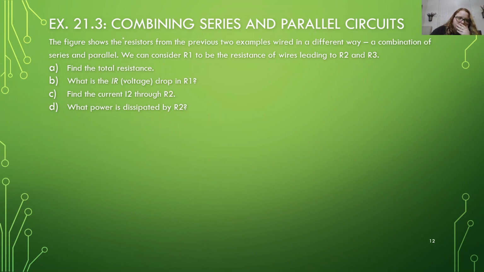So the figure that we just looked at shows resistors from the previous two examples wired in a different way, a combination of series and parallel. We can consider R1 to be the resistance of wires leading to R2 and R3.